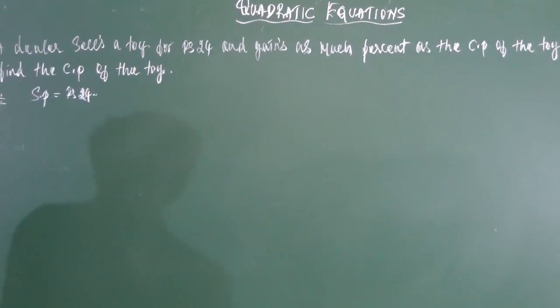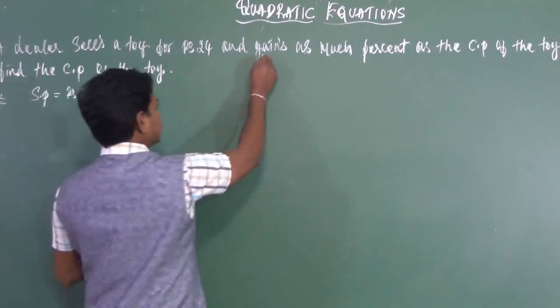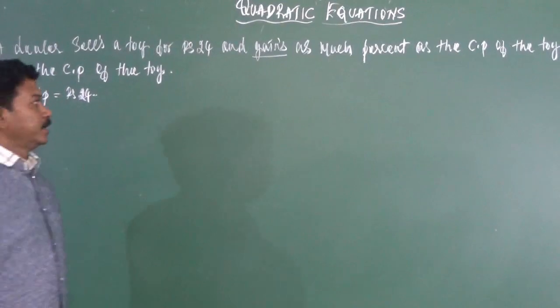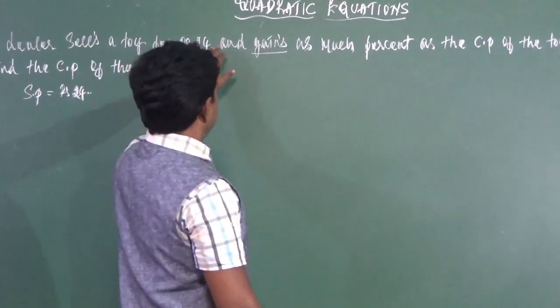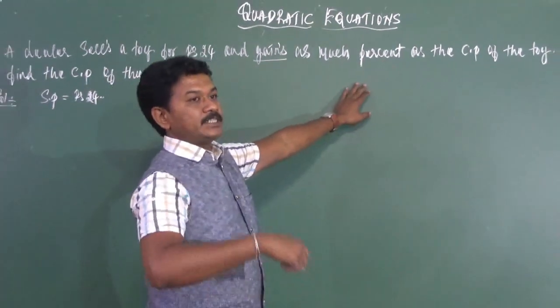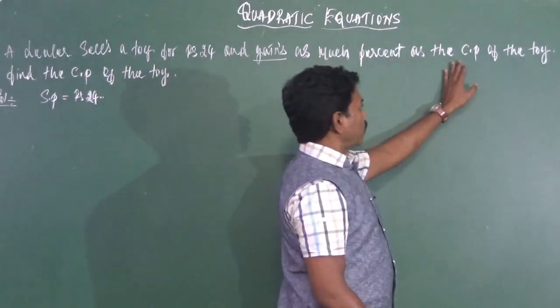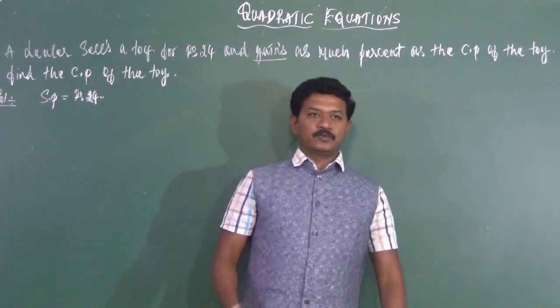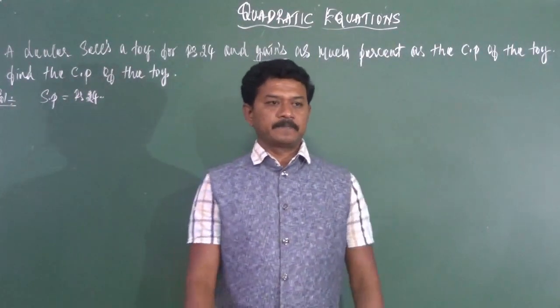Okay. And gains, in the sense, it is profit. So how much he gains, and gains as much percent as the cost price of the toy. Right? I will give you an example. Through this example you can easily understand.